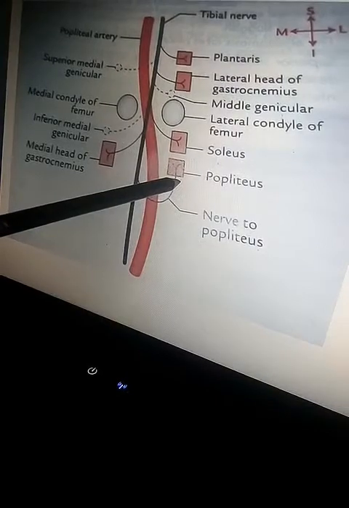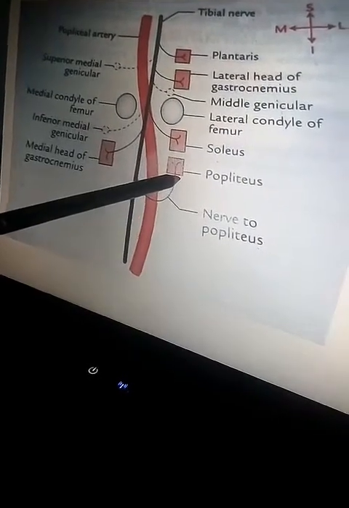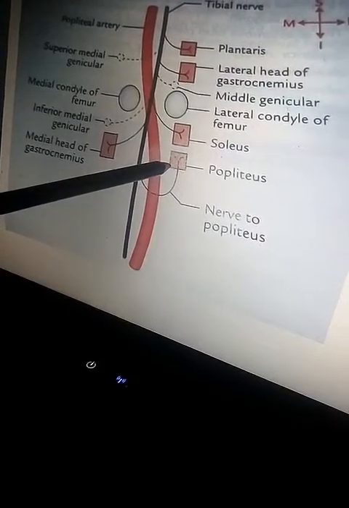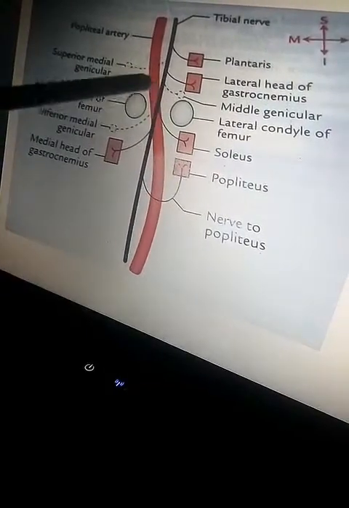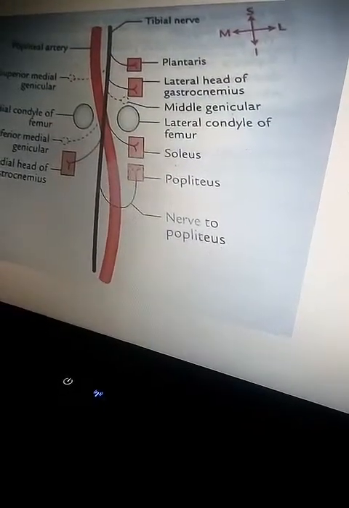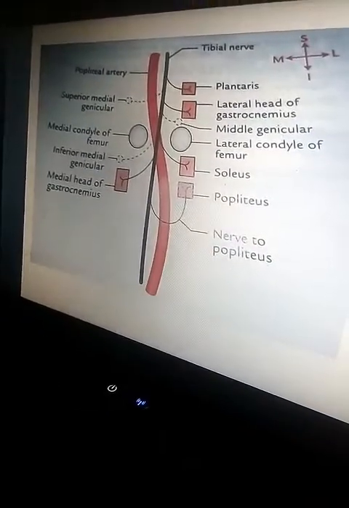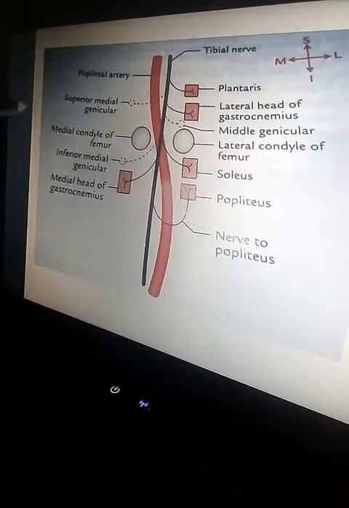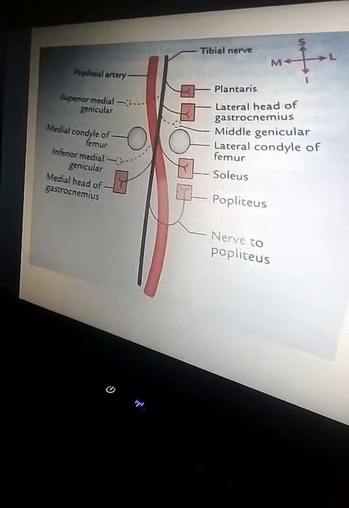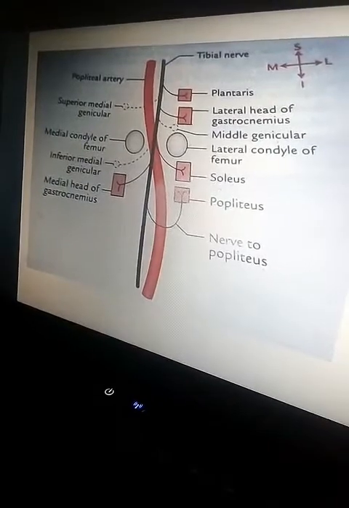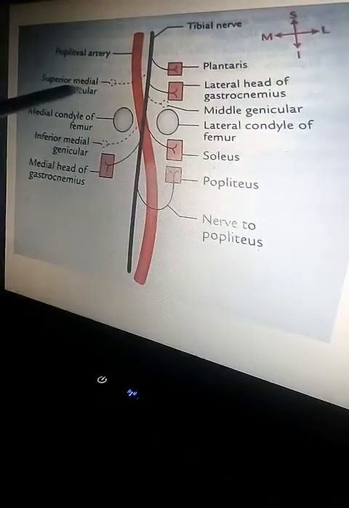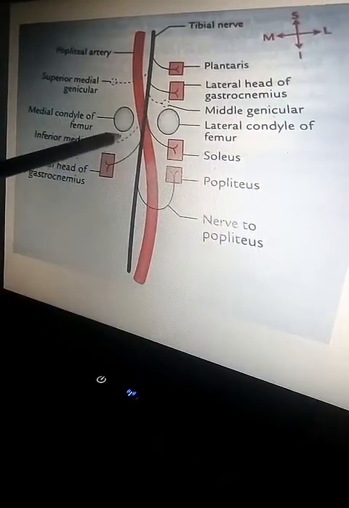In addition to the popliteus, it also supplies many other structures, which are popliteus muscle, tibialis posterior muscle, superior tibiofibular joint and tibia, and also interosseous membrane and inferior tibiofibular joint. Now, these were the muscular branches. Now, there are also genicular branches which arise from the tibial nerve. They are 3 in number: superior medial genicular, middle genicular and inferior medial genicular, and accompany the arteries of the same name.